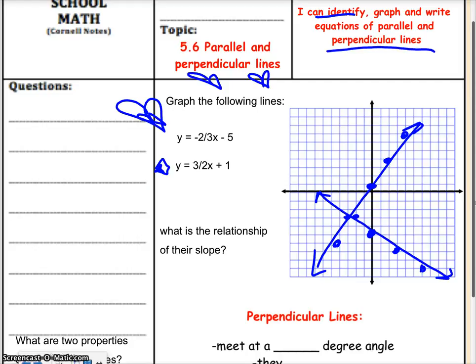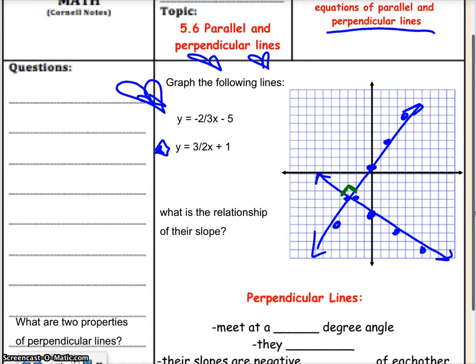Now these lines are not parallel, correct? Right. Parallel means they never intersect. These are not. Notice that they intersect at a right angle. That's perpendicular lines. Perpendicular lines will intersect at a right angle, always.